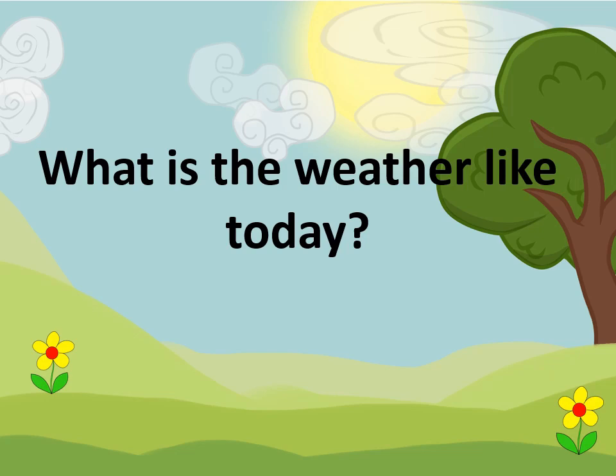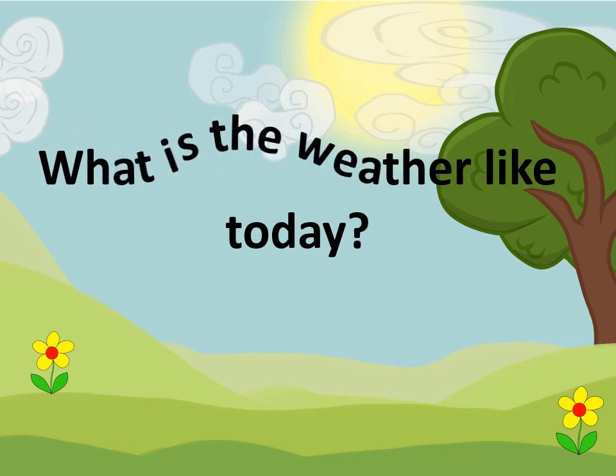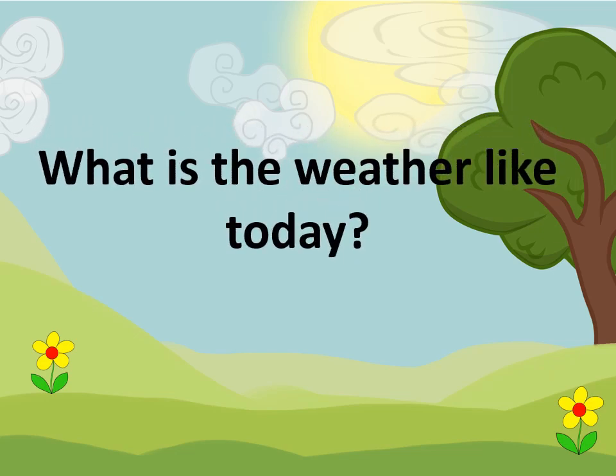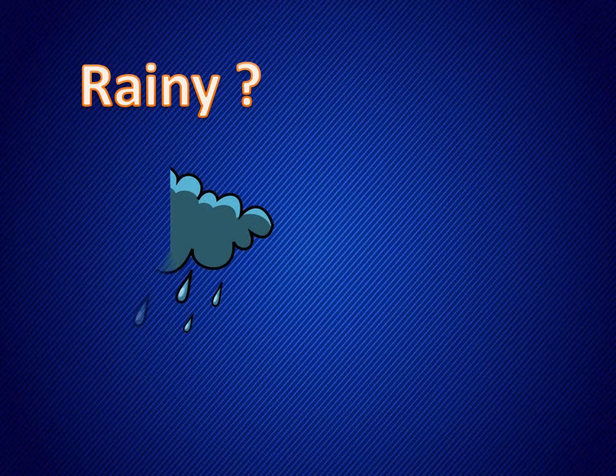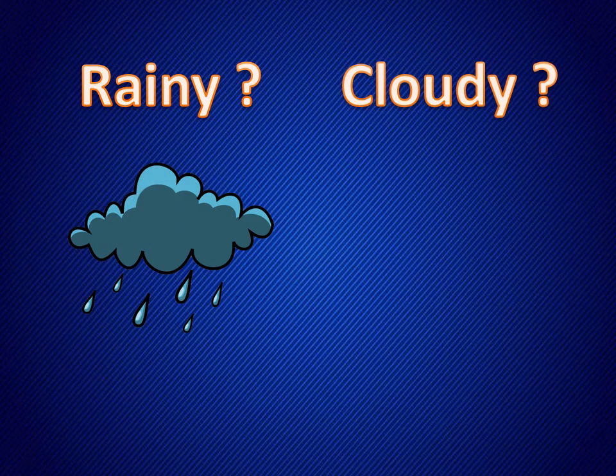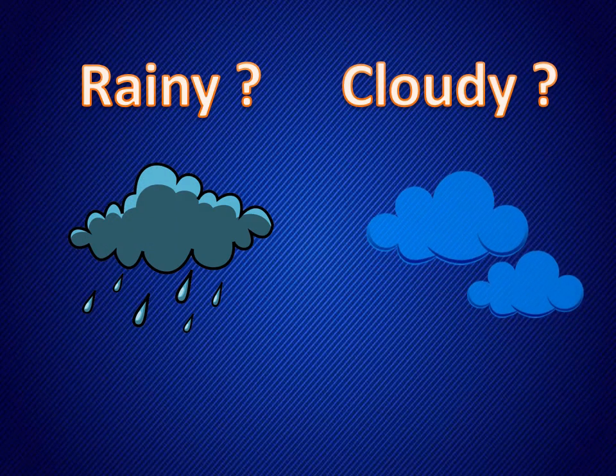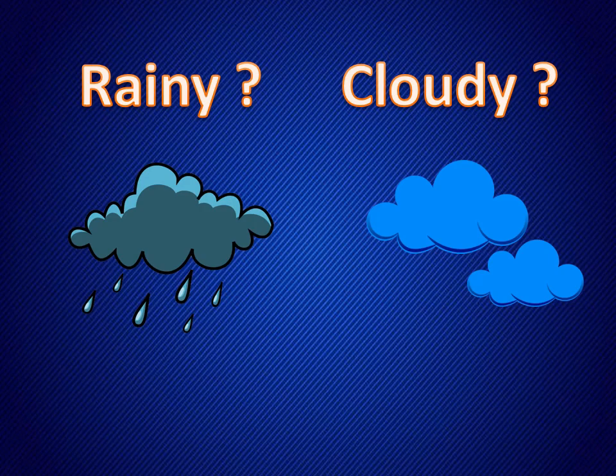Now I've got a task for you. You have to go out after watching the video and find out what kind of weather it is today. Then you will come back and tell your parents if it is sunny or is it rainy or is it cloudy. And then you can write this in your notebooks also. Mention the date also so that you remember on which date the weather was like that.